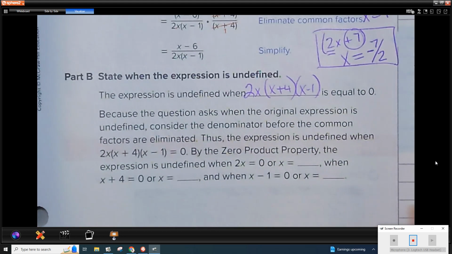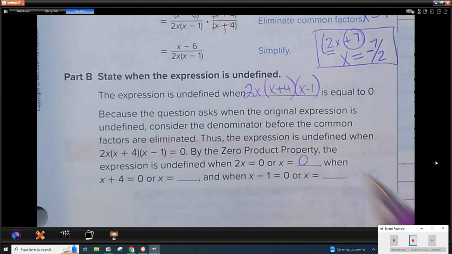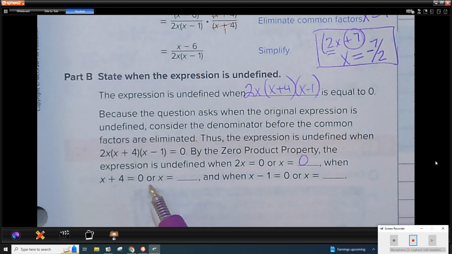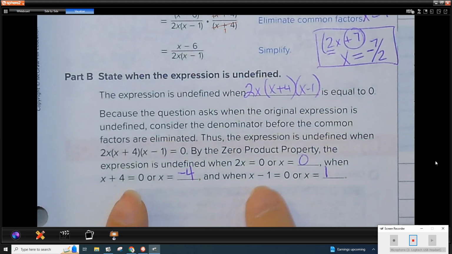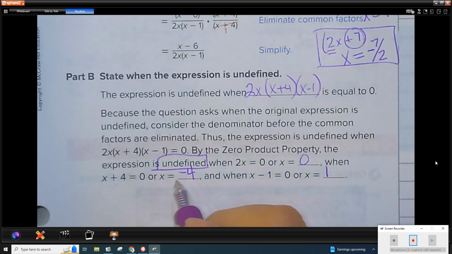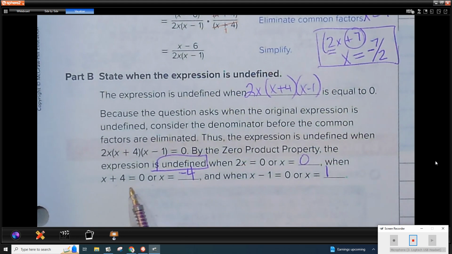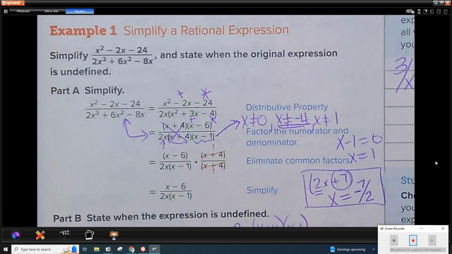We have 3 factors. So the first one, set it to 0, so x cannot be 0. Second one, set it to 0, x cannot be negative 4, and x cannot be 1. I know this is saying equal to, but it's saying where is it undefined? It is undefined when x equals 0, when x equals negative 4, and when x equals 1. And that is why here I say it cannot be these three things because that's where it is undefined.